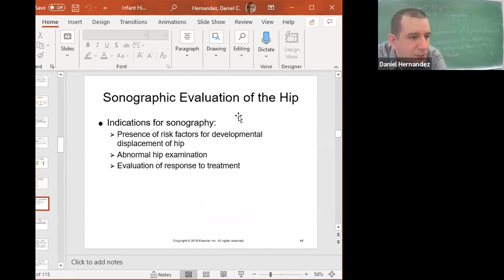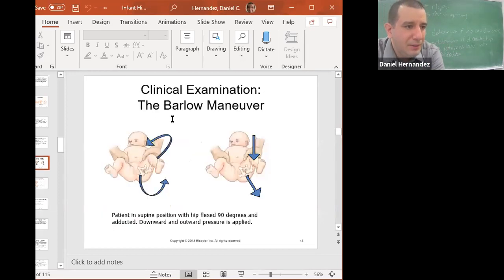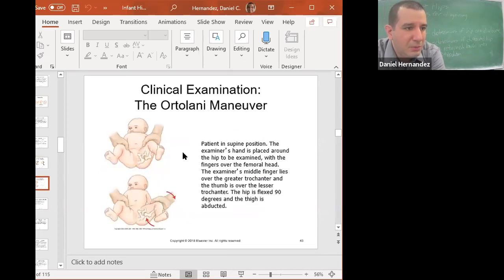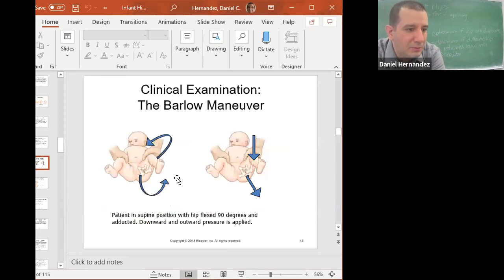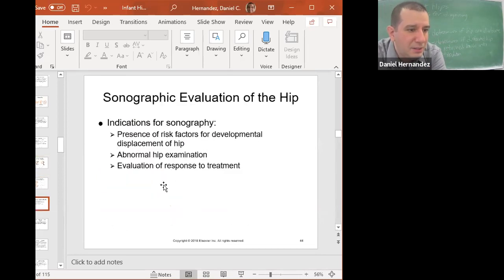So sonographic evaluations, again, where our primary indication is presence of risk factors for developmental displacement of the hip, abnormal hip examination. So if they hear a hip click, so when their babies are born, they'll perform these maneuvers, this Barlow maneuver and this Ortolani maneuver. If the hip does dislocate, particularly this Barlow maneuver, if they hear a click, that could potentially be an indication, as well as evaluation of response to treatment.